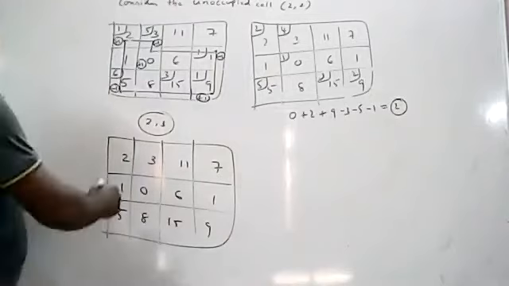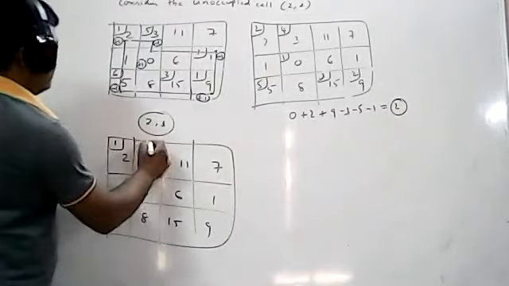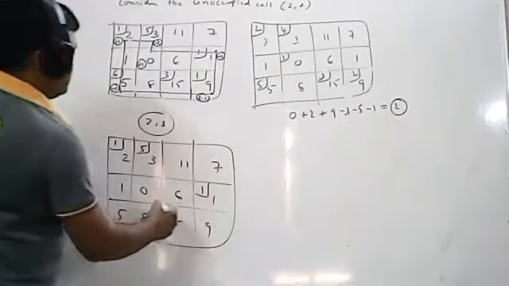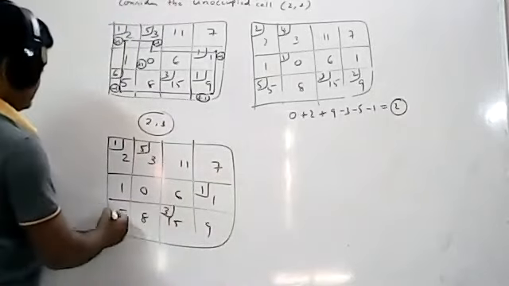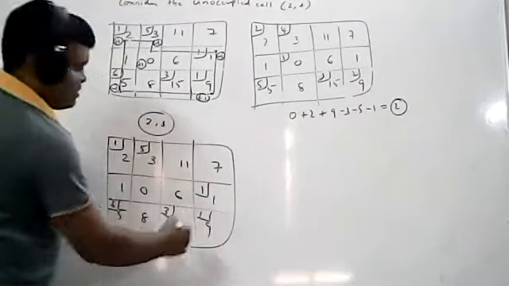Okay. Now original values. What are the values? 1. This is 5. This is 1. And this one is 3. And this one is 6. And this one is 1.